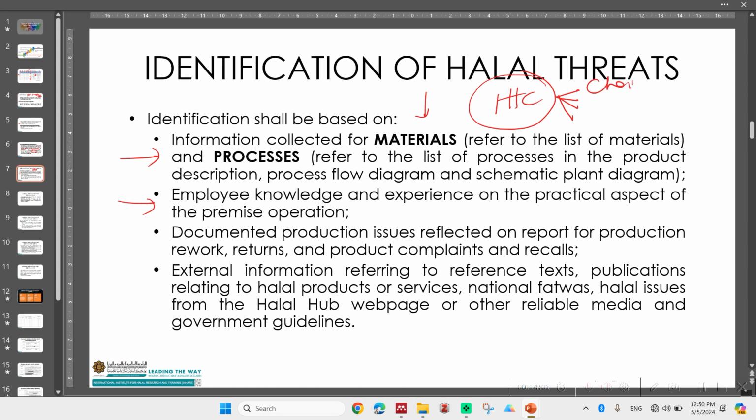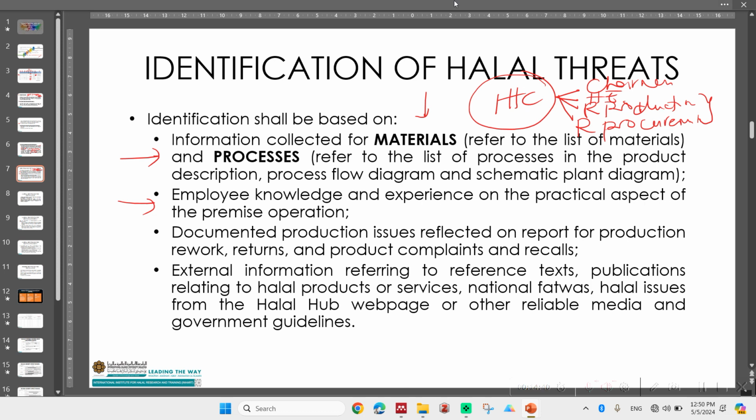The first one is the chairman. The second one is the halal executive. The third one is a representative from production, sometimes we call it supervisor. And then we need a representative from procurement. So talking about finding knowledgeable and experienced workers, usually we need these two personnel, the representative from production and the representative from procurement, to assist in identifying halal threats or contaminants in the process.